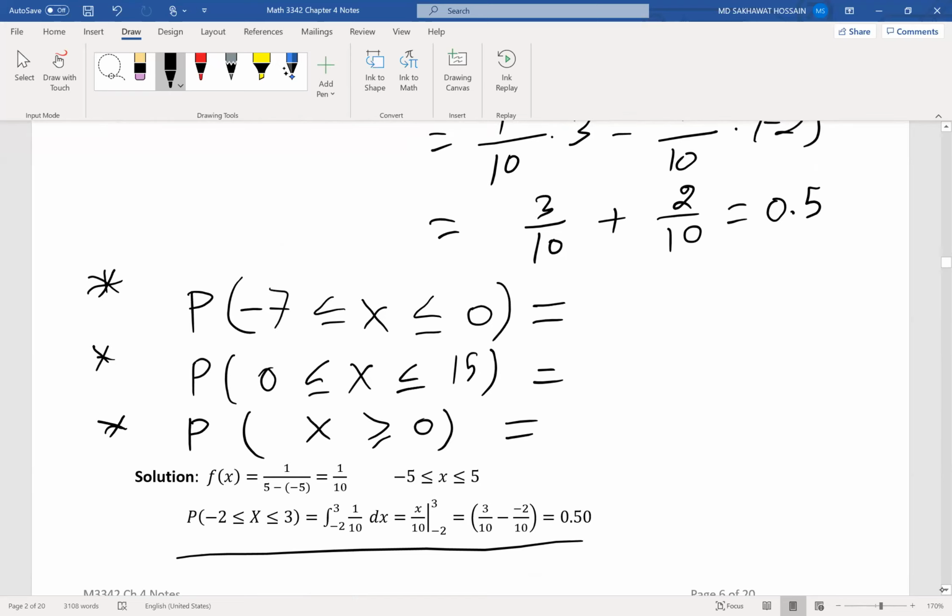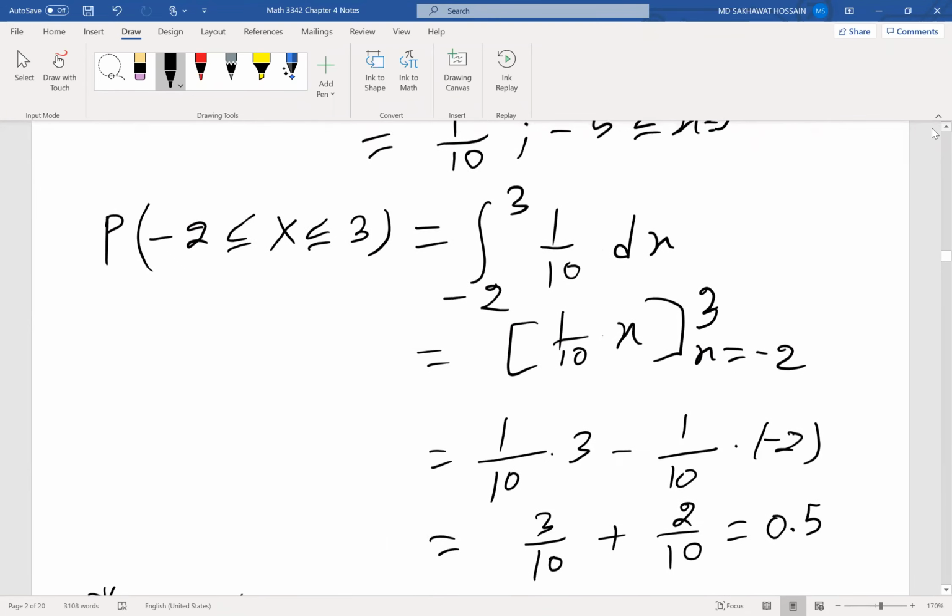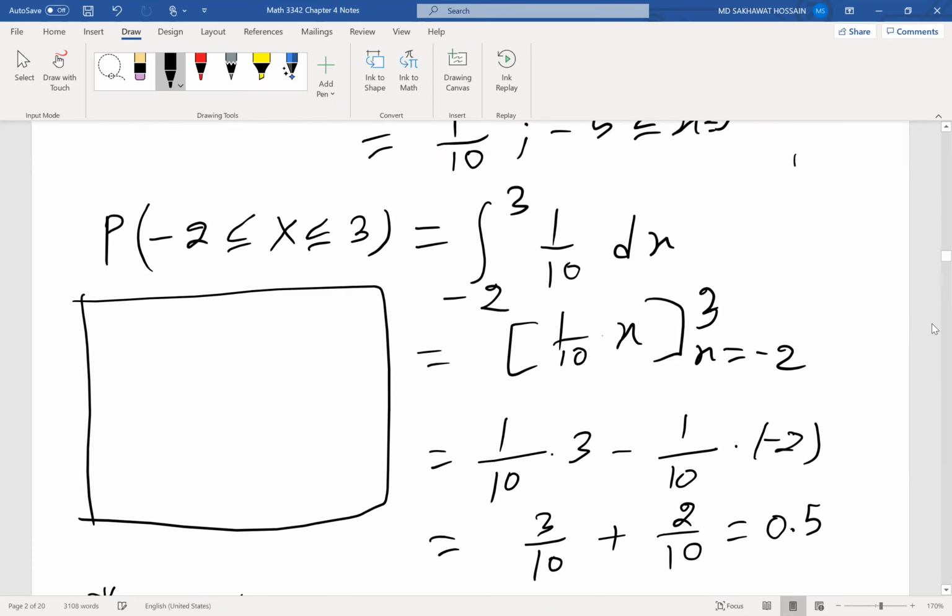This is a uniform distribution, and you have to calculate the probability from -7 to 0. There is another way to find the probability for the uniform distribution, and that way is very easy, very straightforward. For a uniform distribution, the area is a rectangle, right? The area of a rectangle.